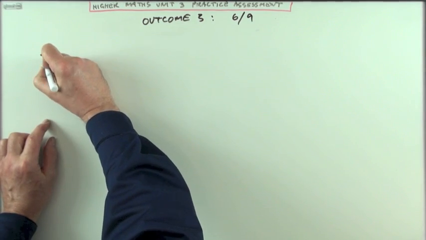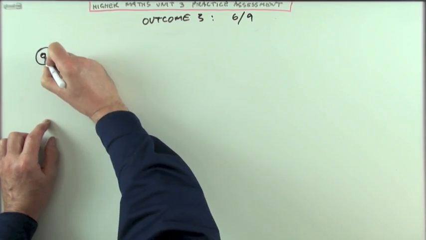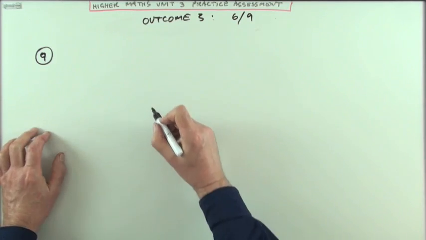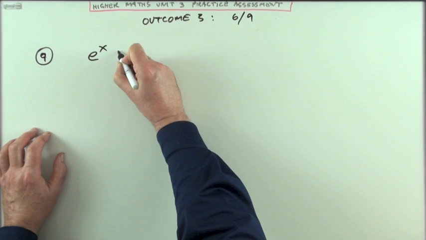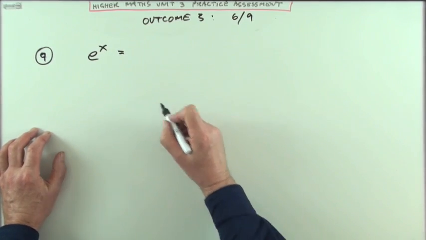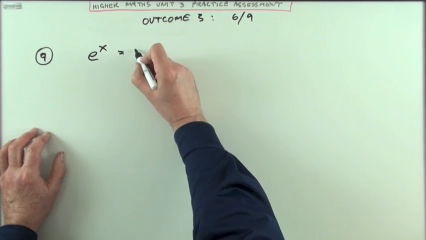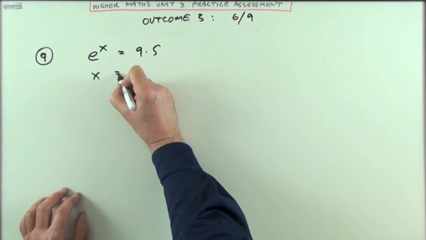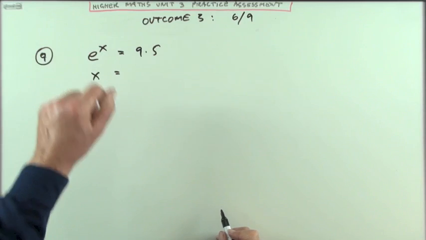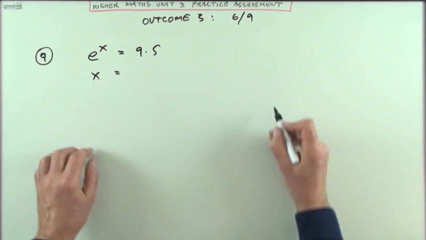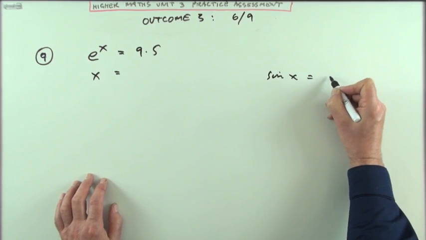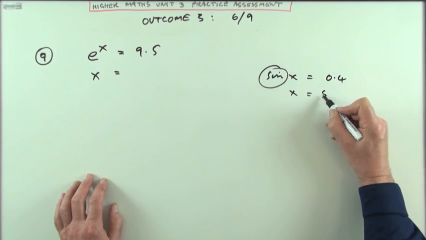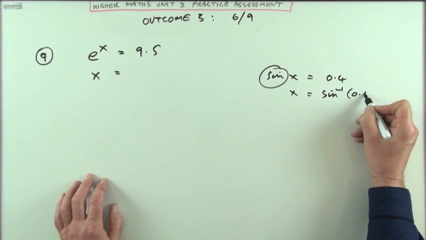So question 9 and question 10 are just on using the inverse functions. Question 9 will say something like, and it'll be the base e, the natural number e. If e to the x is something like 9.5, find what x is, just so that you can use the inverse function to arrive at that. Just like it was to say sine of x is 0.4. How would you find x? Remove that by applying the inverse to both sides.